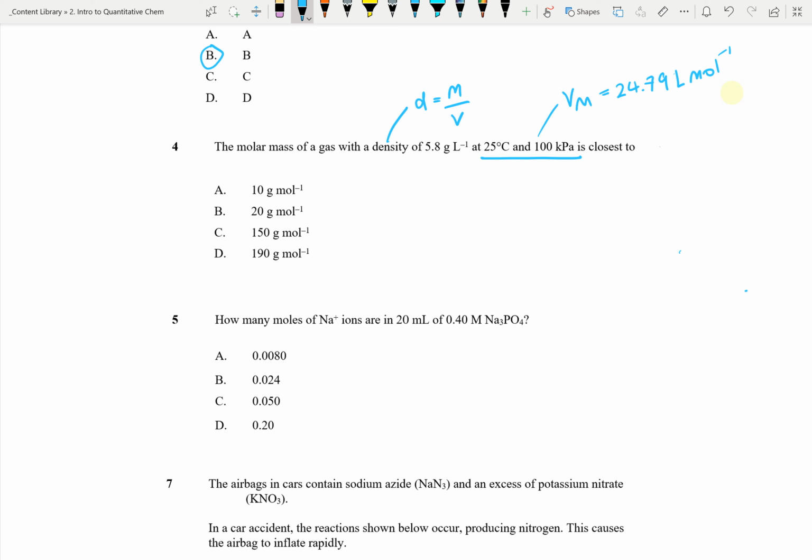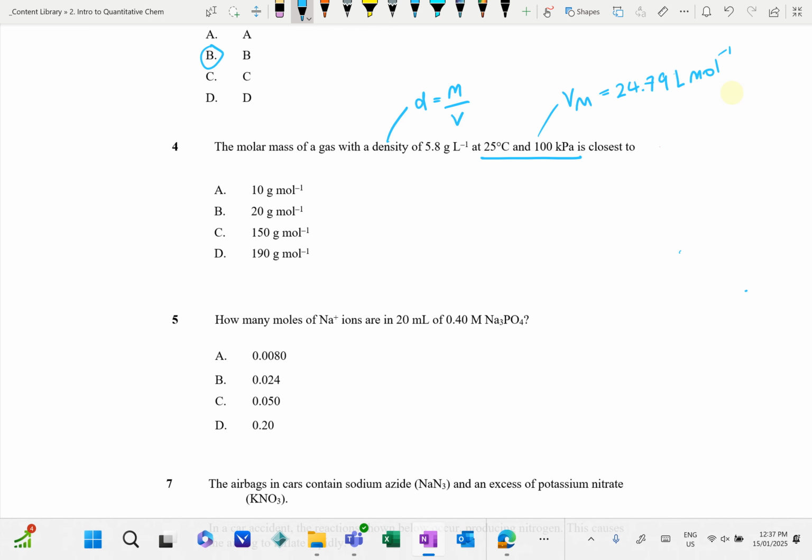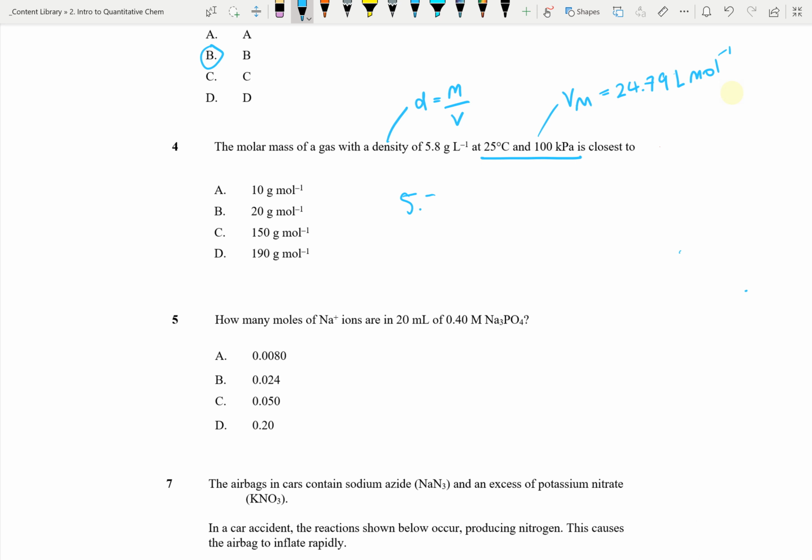Now, I've got to get to molar mass. I can see from my units, I've got 5.8 grams per 1 litre, and I've got to get it into grams per mole. I can see how this one's litres per mole. So if I go times by 24.79 litres per mole, I'm going to get a cancellation of the litres and be left in grams per mole.